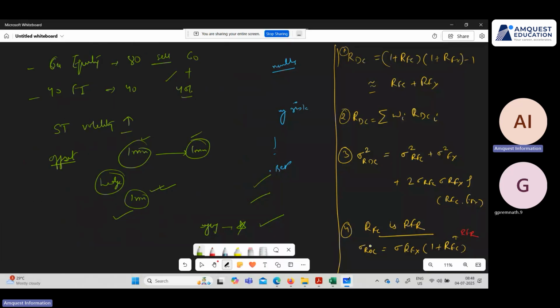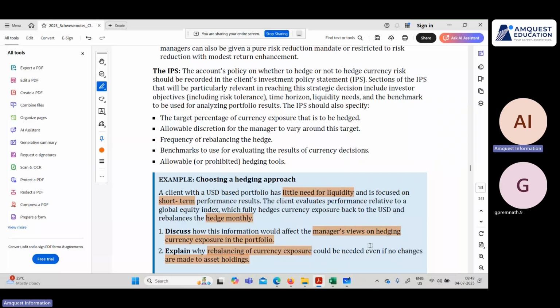So it means it requires constant rebalancing. Rebalancing means that it will require you to buy more contracts or sell more contracts so that you fully hedge your position. Does it make sense now? That's the reason it says, explain why rebalancing of the currency exposure could be needed if no changes are made to asset holdings. So you are not increasing or decreasing the holdings, but just because of the market, the change in the market value will require you to rebalance your exposure. Is that okay?